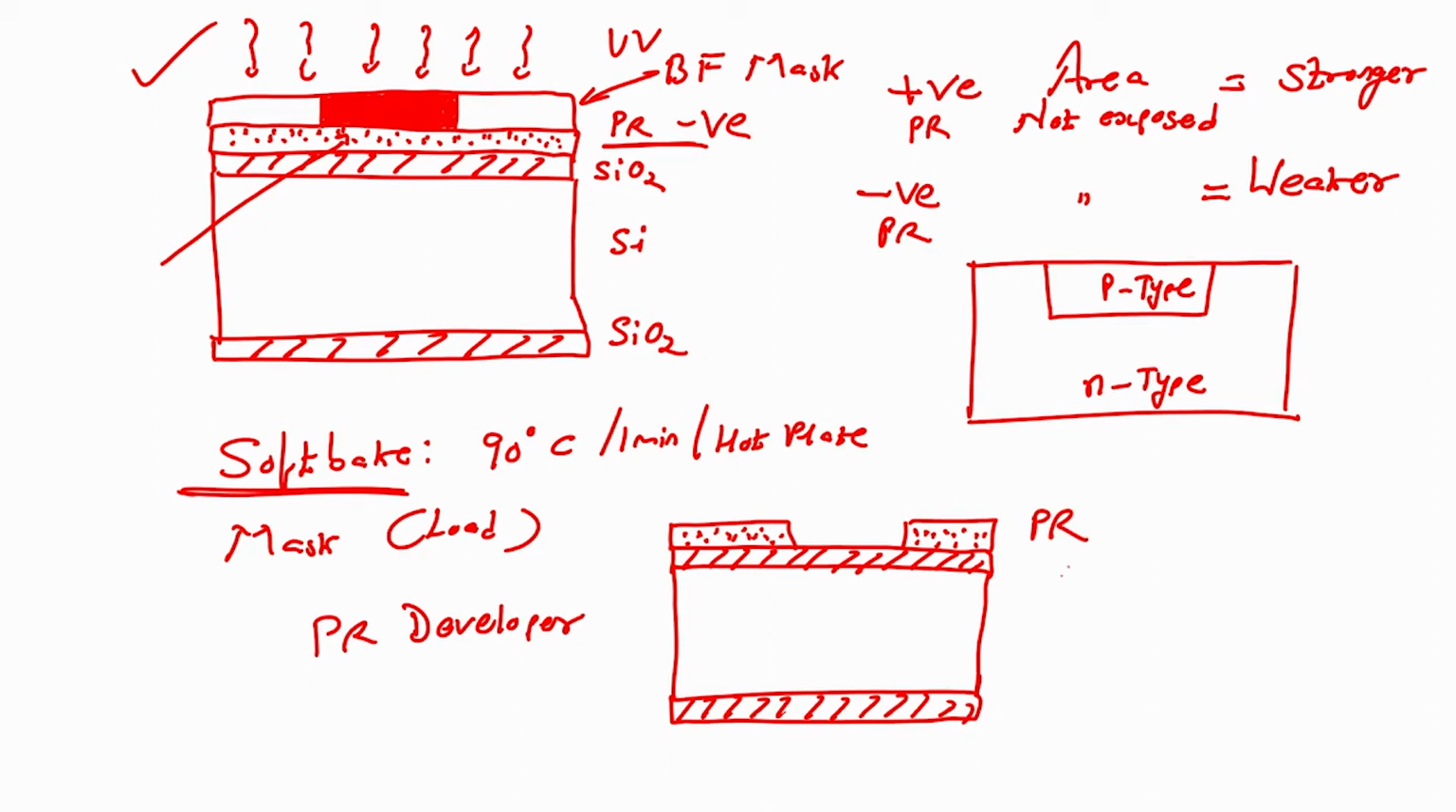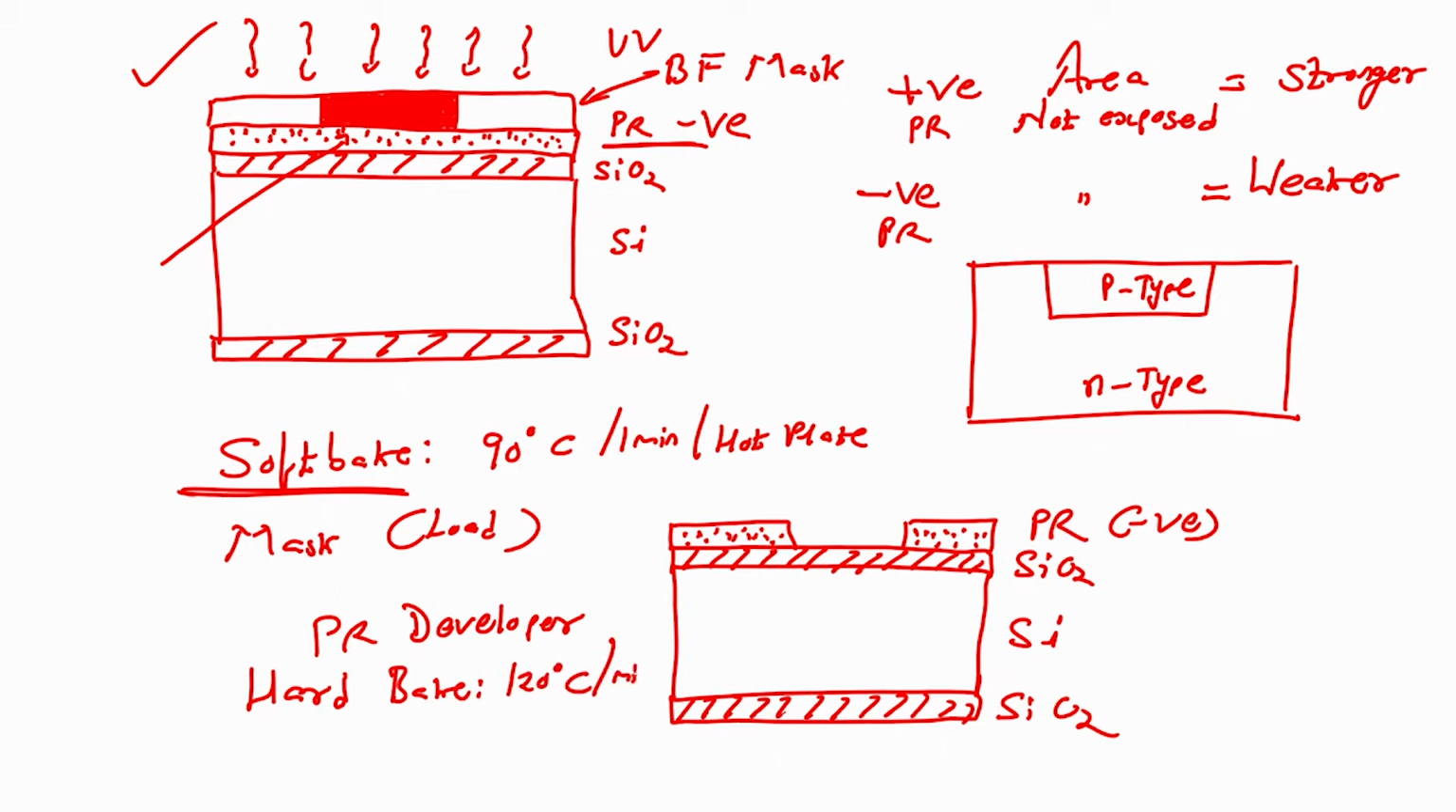So, now I have photoresist which is negative, SiO2, silicon. After photoresist is developed I will do the hard bake, I will do the hard baking at 120 degree centigrade per minute. It also depends on the data sheet, what kind of photoresist you use. In the data sheet it is already mentioned what is the soft bake temperature, how much time you have to heat or bake, and the same way what is the hard bake temperature, how much time you have to bake, everything is given in the data sheet when we use a particular photoresist. So, you have to look at the data sheet.